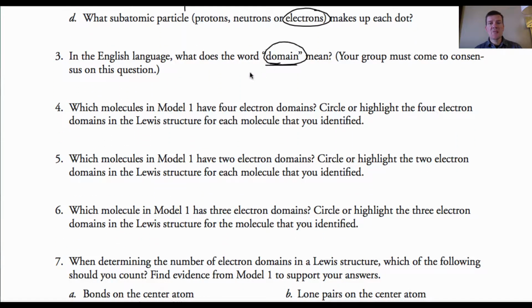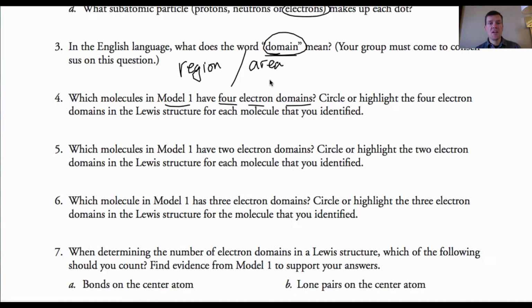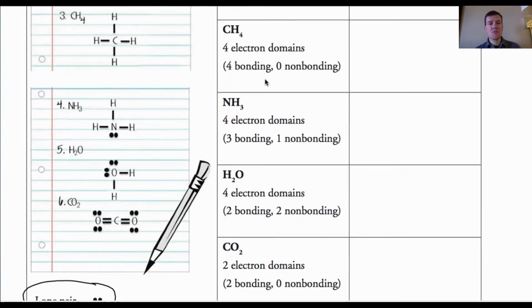Domain just means, for us, a region or an area. Okay? Which molecules in Model 1 have 4 electron domains? Circle or highlight the 4 electron domains in the Lewis structure for each molecule that you identify. So we're looking for 4 electron domains here.